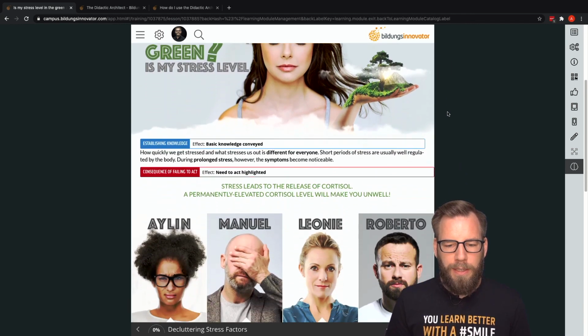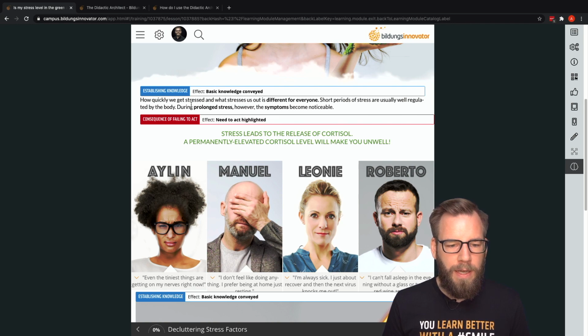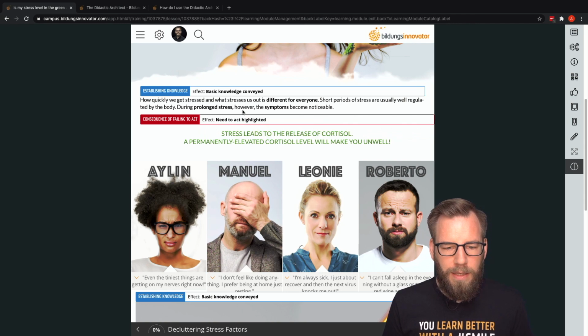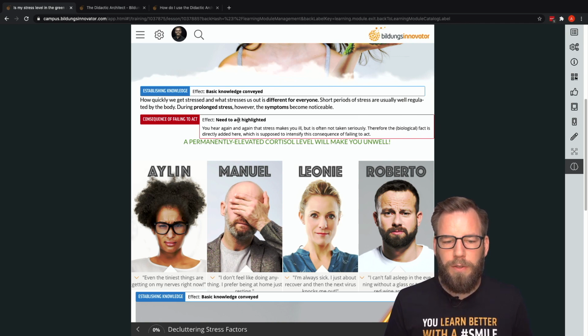And now you see here the difference that there are some annotations. So you see there's establishing knowledge, with the effect of basic knowledge that is conveyed; the consequence of failing to act, with the effect that the need to act is highlighted; and we have a description. You hear again and again that stress makes you ill, but it is often not taken seriously. Therefore, the biological fact is directly added here, which is supposed to intensify this consequence of failing to act.